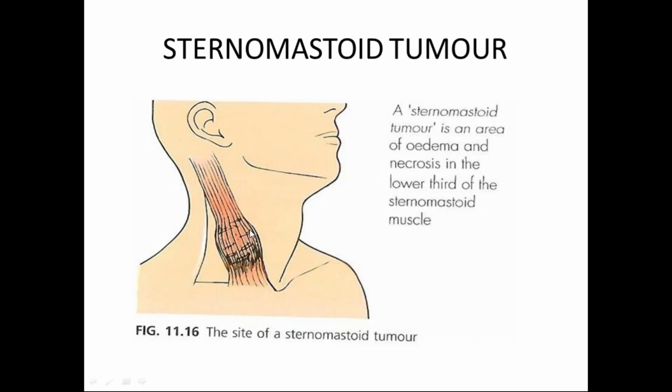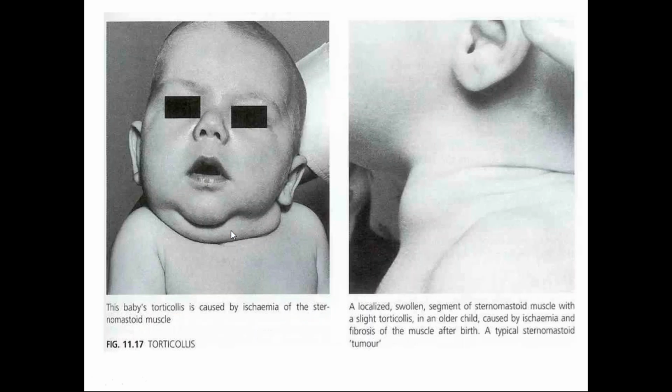See, edema and necrosis in the lower third of the sternomastoid. See, the baby is tilted. You can see here. There will be ischemia and fibrosis of the muscle.